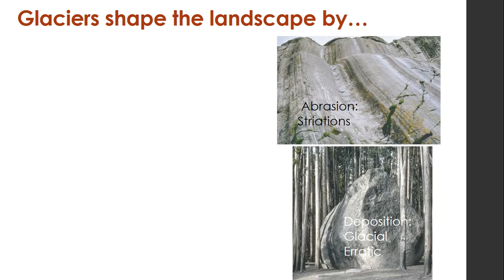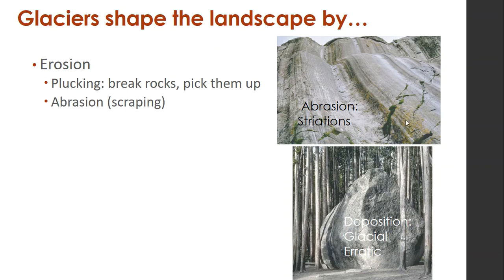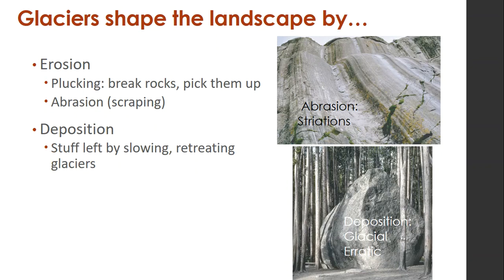So glaciers shape the landscape by erosion. And so it does something called plucking. Basically, it breaks big rocks off and it picks them up as the ice moves. It does something called abrasion, which you can see right here. These are very typical abrasion striations made by a retreating glacier. And then they also deposit things in the landscape. It's stuff that's left behind by a slowing and a retreating glacier.